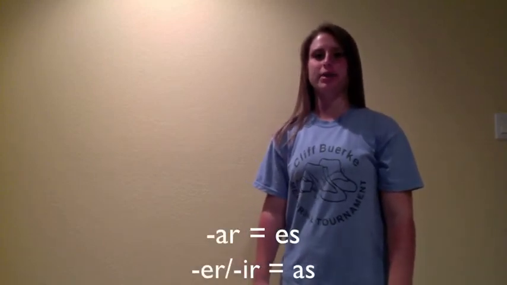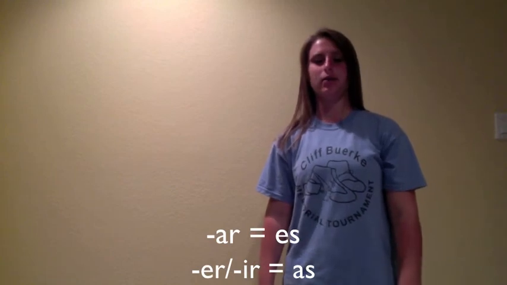Now you should know how to conjugate negative tú verbs. Just remember the 3 steps to making a verb negative and know its verb endings: in AR, you change it to ES; in ER or IR, you change it to AS.